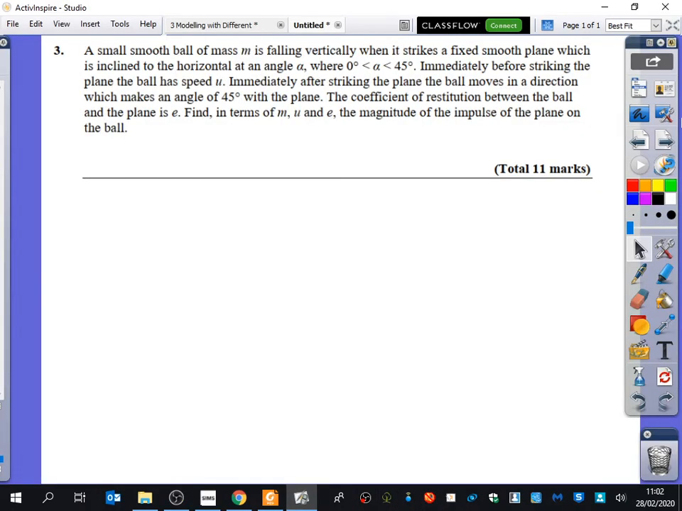Impulse, isn't it? Okay, so we're going to have a look at some exam questions on this particular one. I think this is probably one of the more challenging questions. It's 11 marks. I'm sure you've probably got loads of these marks already.